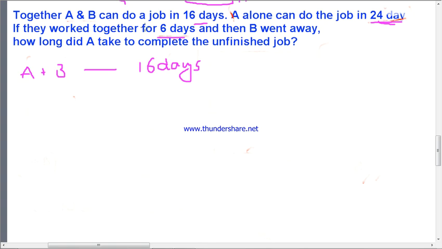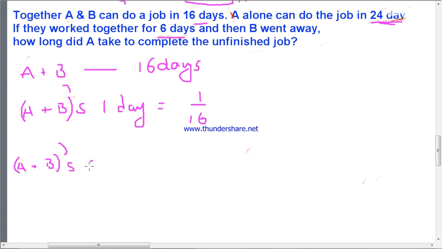If they work together, they are working together for 6 days, okay? So let's first find A plus B's 1 day work. A plus B's 1 day work will be very simple, 1 by 16. In 1 day they complete 1 by 16 of the work. But are they working for 1 day only? No, they're saying they work together for 6 days. That means I have to find A plus B's 6 days work.